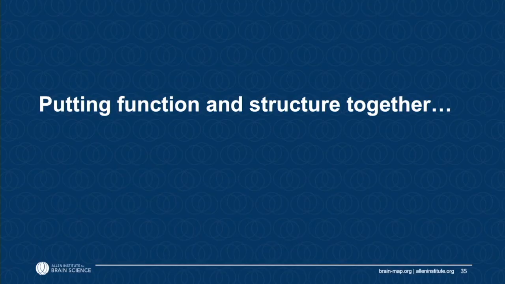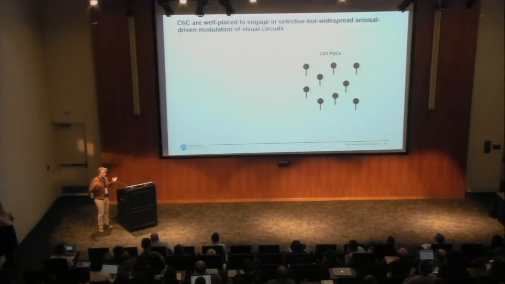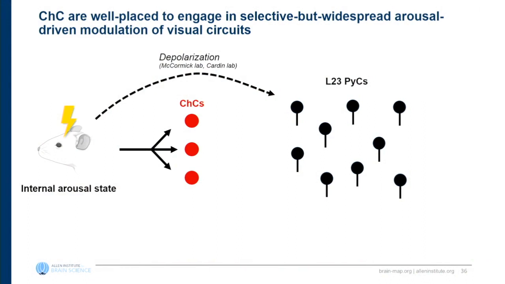So I'd like to take a couple of minutes at the very end here to pull these threads together and think about how what we found about chandeliers might affect visual processing and cortical processing in general. What June just showed was that this pupil response, which is thought to be a strong correlate of an internal arousal state, drives these chandelier neurons collectively. And as June just said, it's known from the work of David McCormick, Andreas Tolias, Jessica Cardin, and probably others, that it's exactly during this period that there's widespread depolarization of the excitatory neurons in this network.